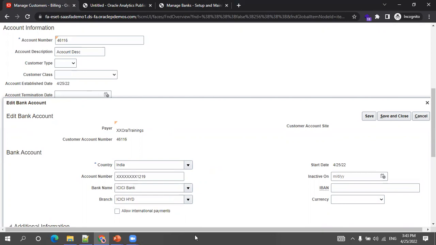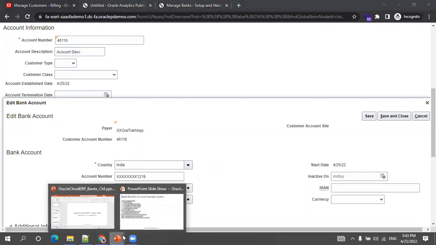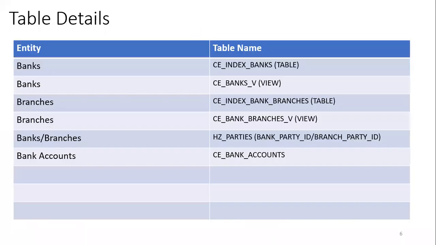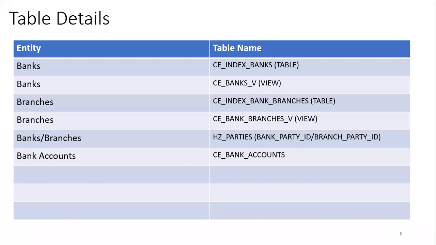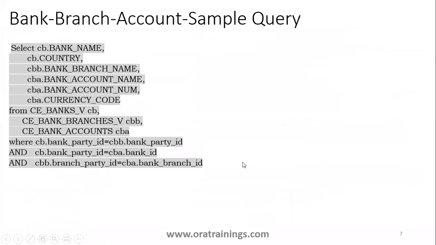So as of now, we have discussed the main tasks involved in creating bank branches as well as accounts, and the three main tables which are part of bank details. Of course, we have also discussed the views and how they are interlinked. If you want to get information about the bank branches, this is one very simple query using which you can get all the details of the banks.